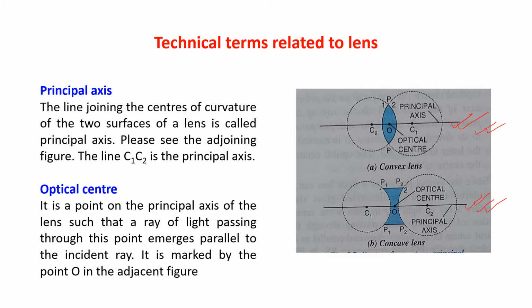Optical center: it is the point on the principal axis of the lens such that a ray of light passing through this point emerges parallel to the incident ray. Okay, parallel to the incident ray. This is marked as O in this figure. And actually you can say this is the center of the lens. Optical center is just the center of the lens.